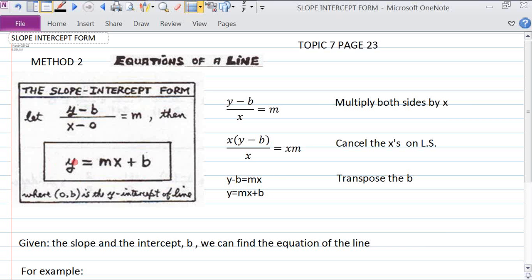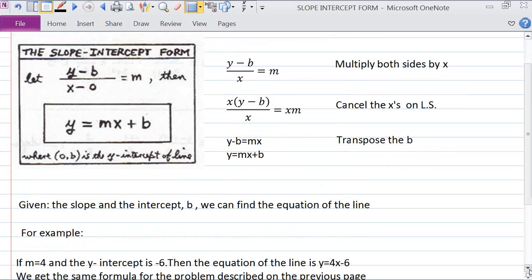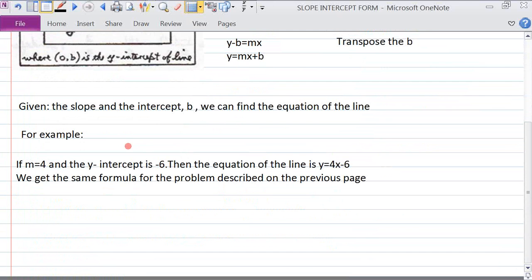So the two basic equations, this is the second equation that we can use to obtain the equation of a straight line. So given the slope and the intercept, we can find the equation of the line. If m equals 4 and the y-intercept is minus 6, then the equation of the line is y equals 4x minus 6.